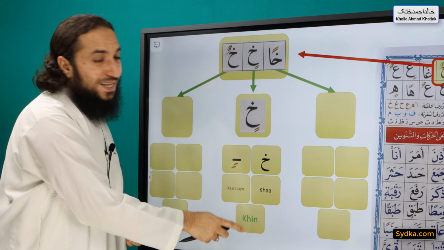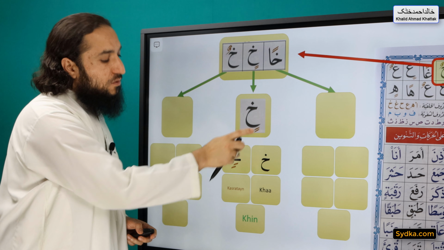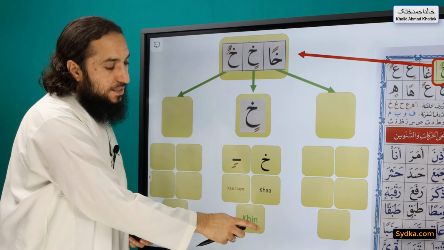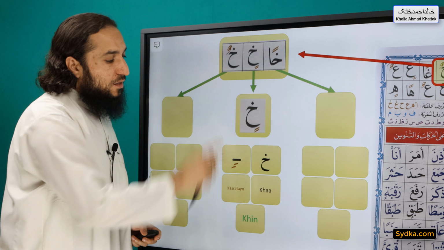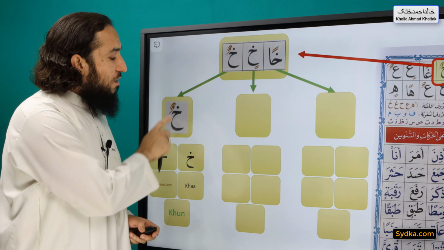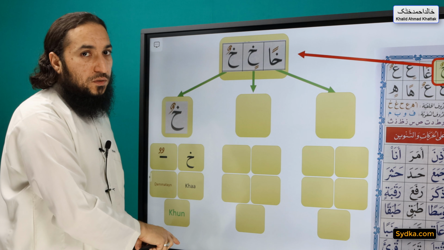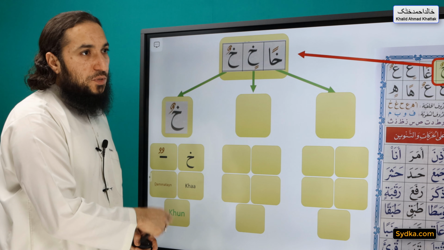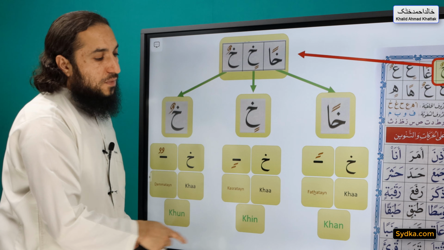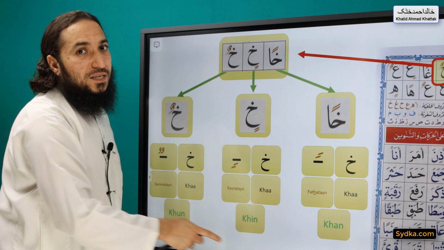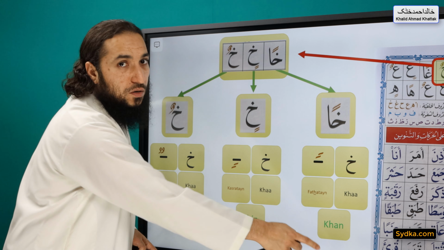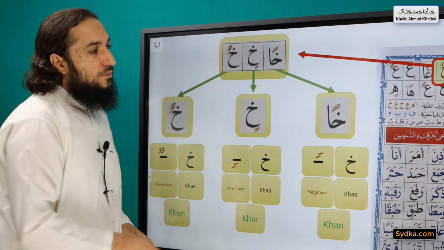Kha kasratain khin. Kha kasratain khin. The in sound is produced because of the kasratain. Kha dhammatain khun. Kha dhammatain khun. The un sound is produced because of the dhammatain. Khun, khin, khun. Khun, khin, khun.